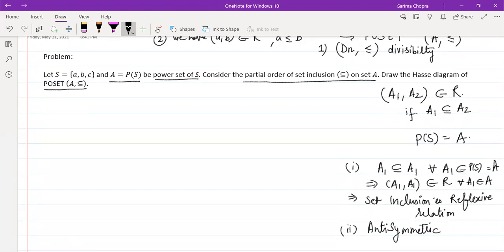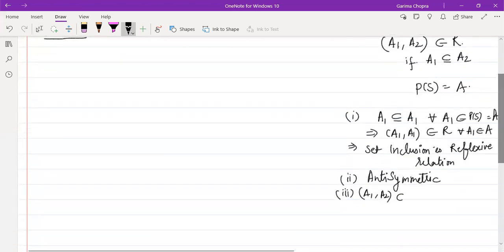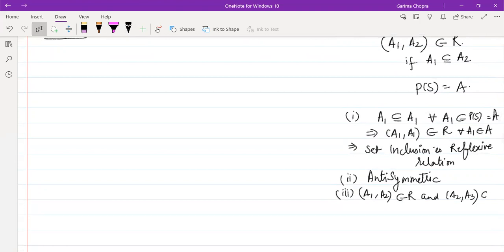For the third, you need to show that it is transitive. For transitive, you will be considering two ordered pairs. What will be the form? You will be considering that this ordered pair A1, A2 belongs to the relation set, and the ordered pair A2, A3 also belongs to the relation set. Here A1, A2, A3 are subsets of the set S. They are present in the power set, in this set A.